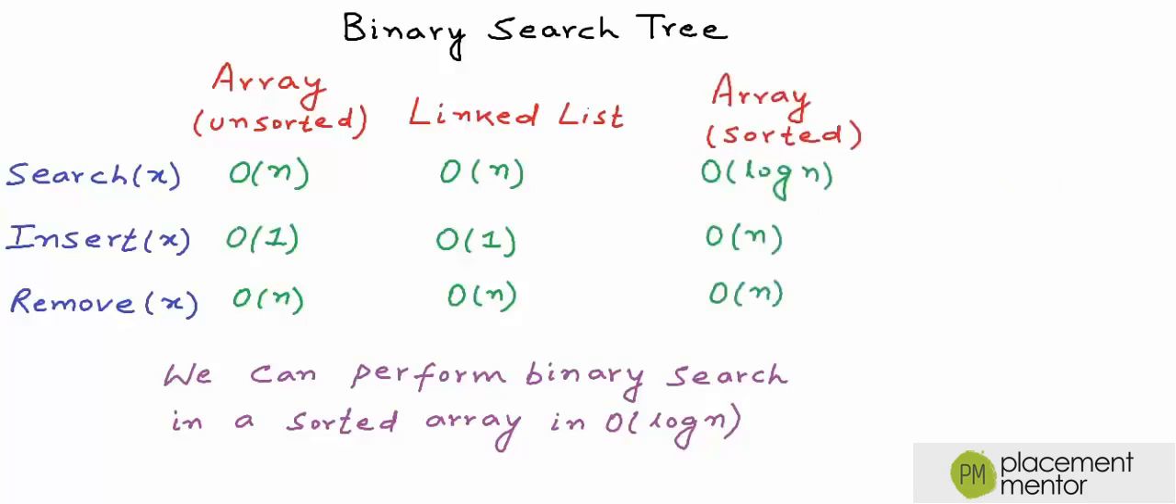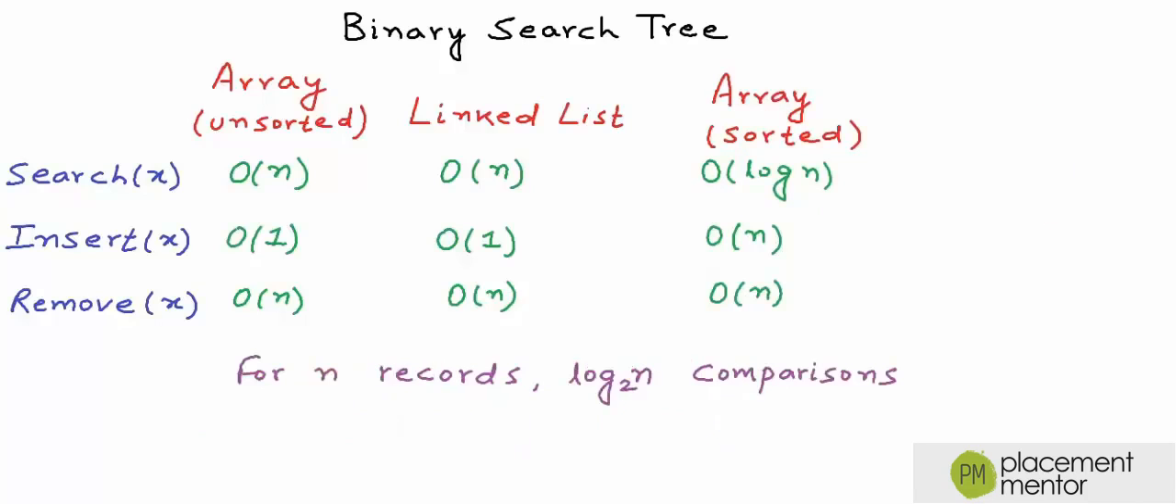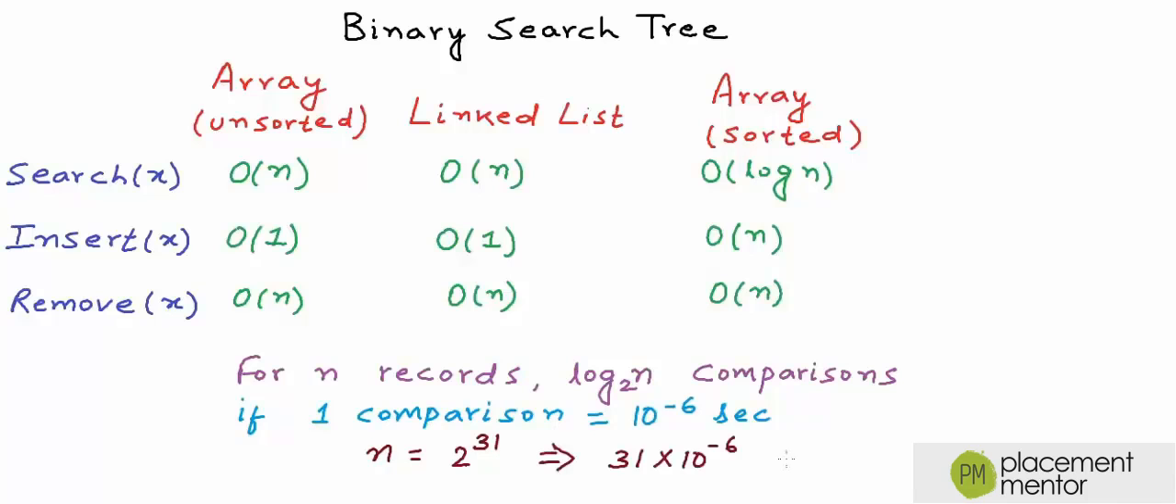Okay, so when we are using a sorted array, the cost of search operation is minimized. In binary search for n records, we will have at max log n to the base 2 comparisons. So if we can perform a million comparisons in a second, then for n equal to 2^31, which is greater than 2 billion, we are going to take only 31 microseconds. Log of 2^31 to base 2 will be 31. Okay, we are fine with search now. We will be good for any practical value of n.